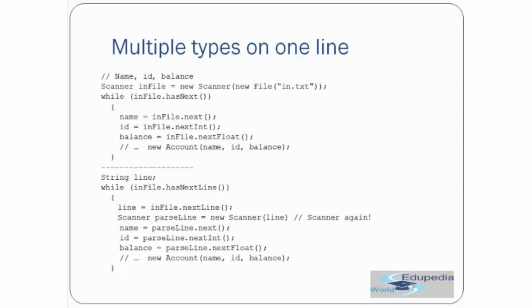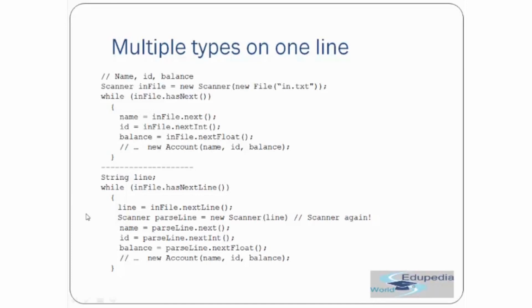After that, there is again a method, nextFloat. This will read the next token as a float. We can do that only if we are aware that the next token is in this particular format and will come as a float every time. Then we can do nextFloat, and it will take out the balance, and we can do whatever we want after obtaining name, ID, and balance. So this is one way of doing that.